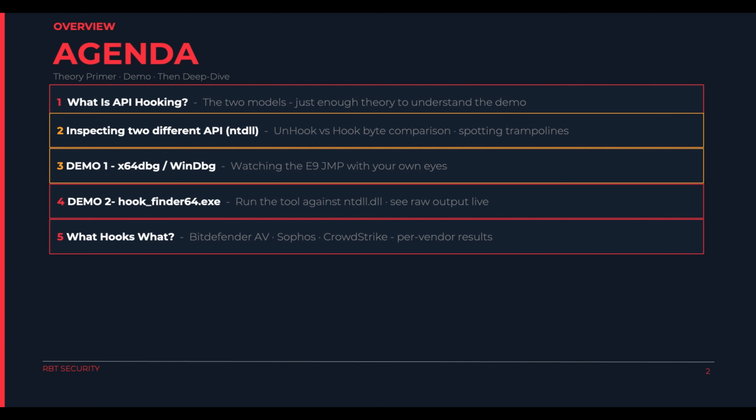Our agenda for today's demonstration is divided into 5 different phases. We are going to start with a quick theory on what API hooking actually is and the two instrumentation models vendors use. Then we are going to go straight into inspecting two different API states inside ntdll side by side, comparing the unhooked clean bytes against the hooked version so we can clearly spot the trampoline and understand exactly what Bitdefender is patching.